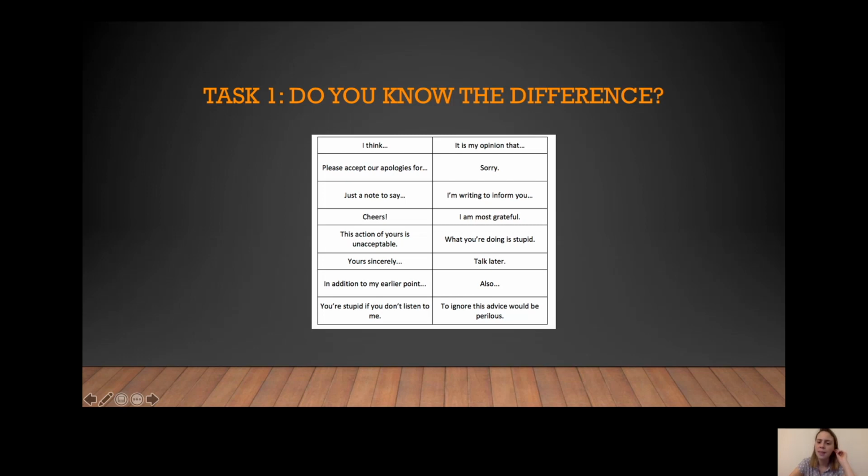Good. "It is my opinion that" is formal, and "I think" is informal. That's something you're more likely to say in speech. So please pause the video now and split your page in two. In one column, put the words or phrases that are formal, and in the other, put the words that are informal. As you can see, I've mixed them all up.